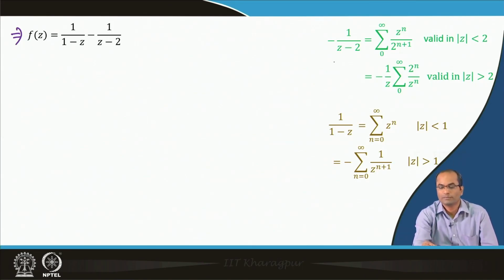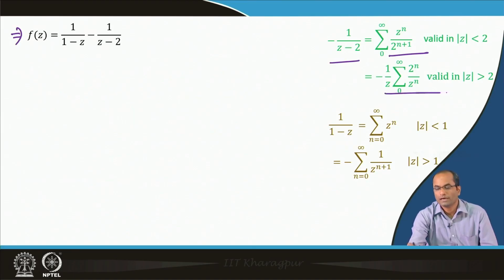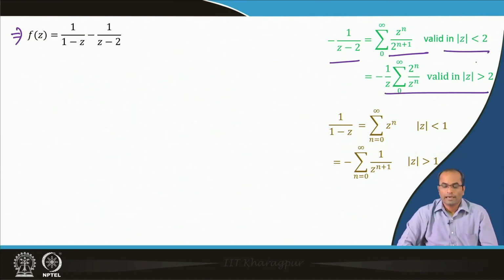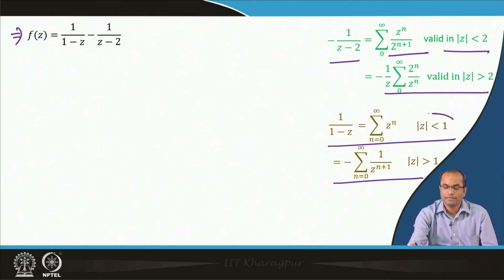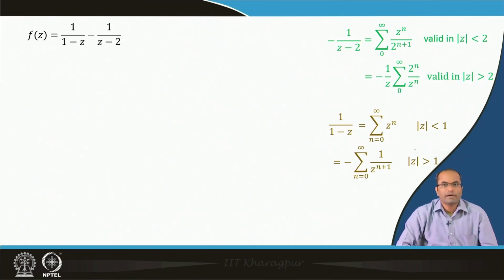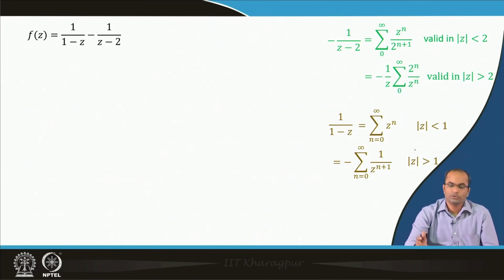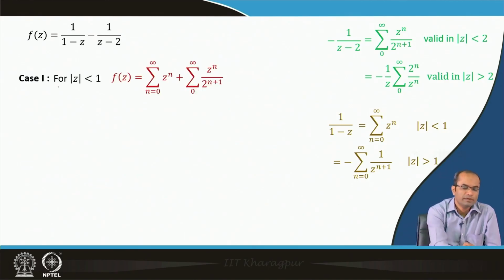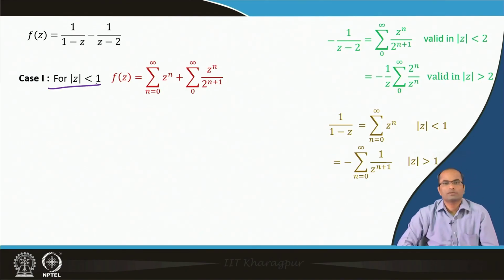Well, so we have this function after the partial fractions and the possible expansions. For 1 over z minus 2 we have just seen these two possible expansions, and for 1 over 1 minus z we have already seen them in the first examples. One is valid in mod z less than 1, another one is valid for mod z greater than 1. So all these possible expansions we have written here, and now we can expand the given function using these expansions of the simple functions. So the case 1 we will take is when mod z is less than 1.